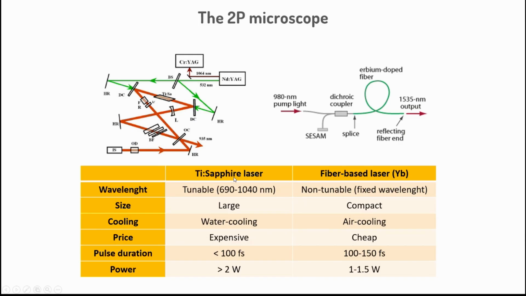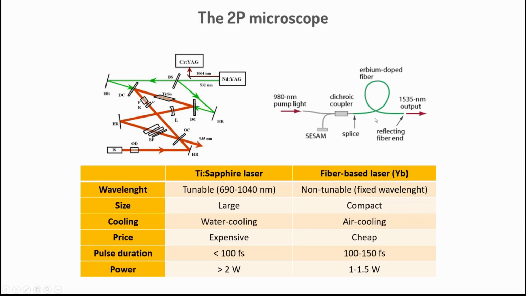So this is what I was talking about in the beginning with Jorge, about the new type of laser that we have now. This is the laser that has been used for, I don't know, 30 years in two-photon, the titanium sapphire laser, which, as I said, is tunable, is large. It needs water cooling, it's very expensive, it has very short pulses, and the power is very high. Now, normally for biology, you don't need that much power, okay?